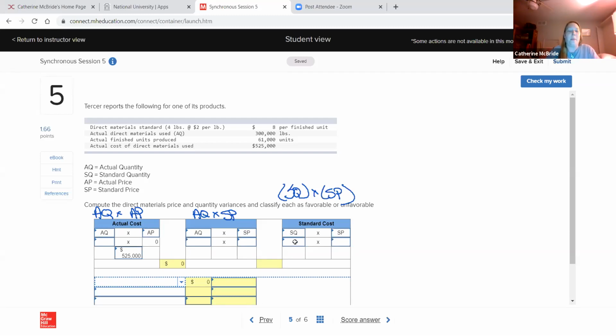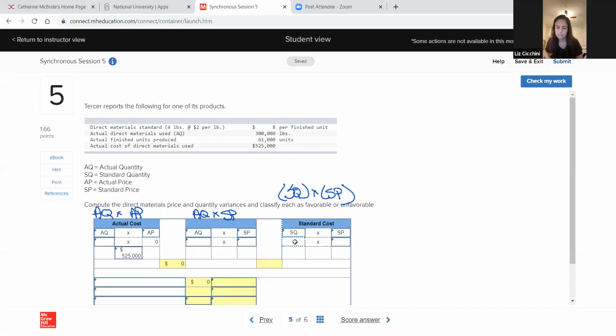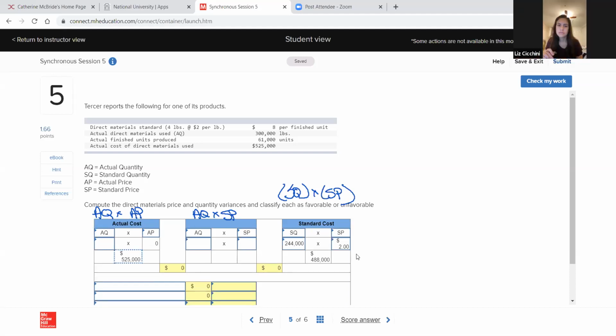That's the other annoying piece. So now we're saying, okay, direct materials, $8 per finished unit was what we planned. 4 pounds at $2 a pound. So our standard quantity was 4 pounds, and we made 61,000 units, which is 244,000. I think I do this wrong every time I do this, and I've been doing this for years. The standard price is $2 per pound. Okay, so we budgeted $488,000 for the materials.